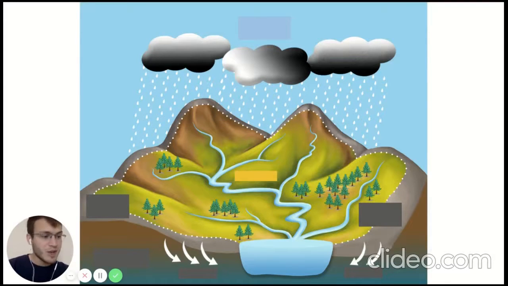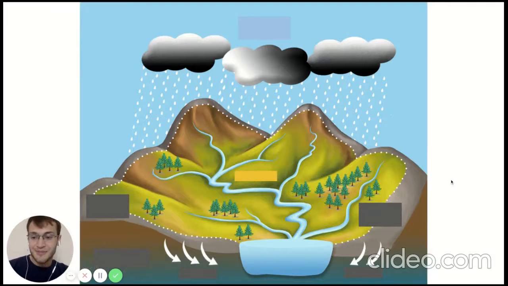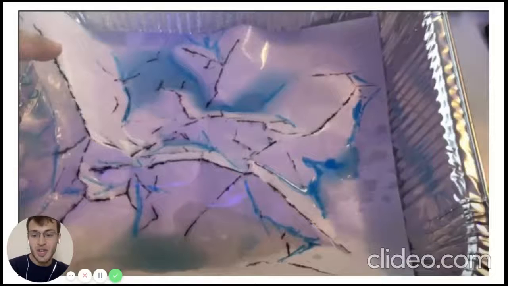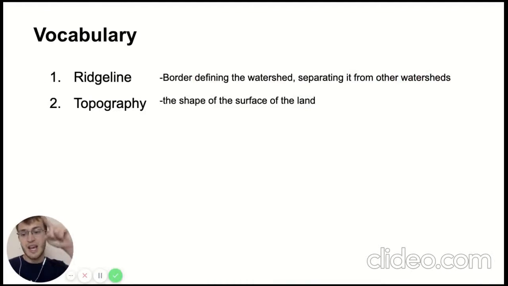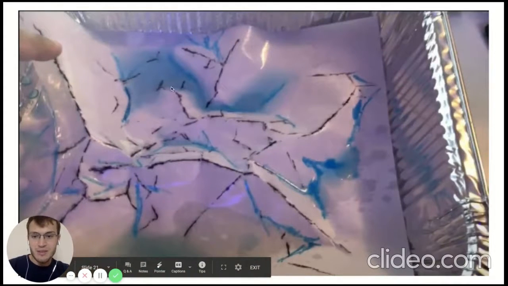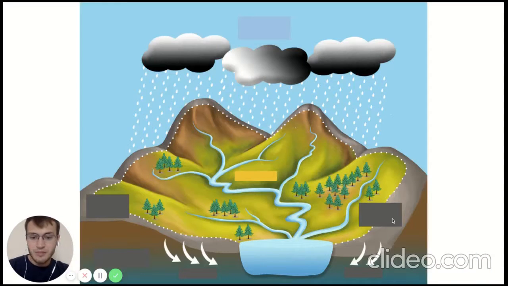In this model, this is a model you haven't seen before, but in this model, the ridgelines are all of these dotted lines. The white dotted lines are ridgelines. Number 2, topography. Topography is the shape of the surface of the land. So that's like how bumpy the land is or how high and low it is. So we can see this model is pretty bumpy. There's some mountains, there's some valleys, pretty bumpy.